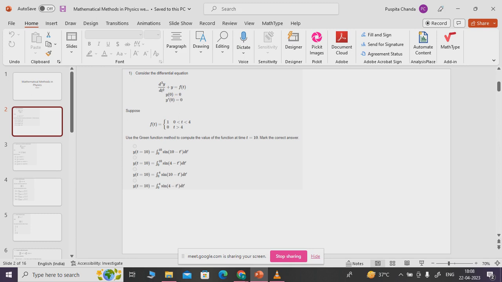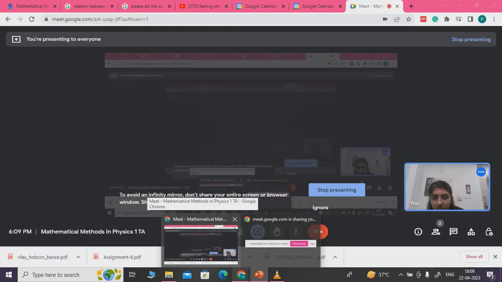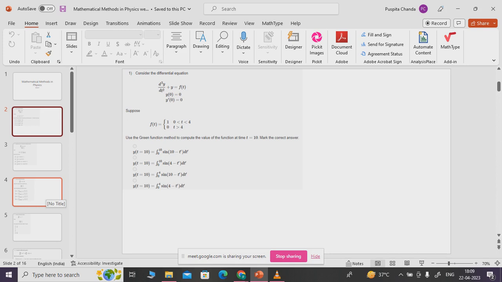So, the first question for today's topic is d²y/dt² + y = f(t). Here y(0) = 0 and y'(0) = 0. Suppose f(t) is 1 between 0 and 4, and 0 for t greater than 4. We need to solve that differential equation using Green's function method, to compute the value of the function at time t = 10. Mark the correct answer. Okay, so let us begin.